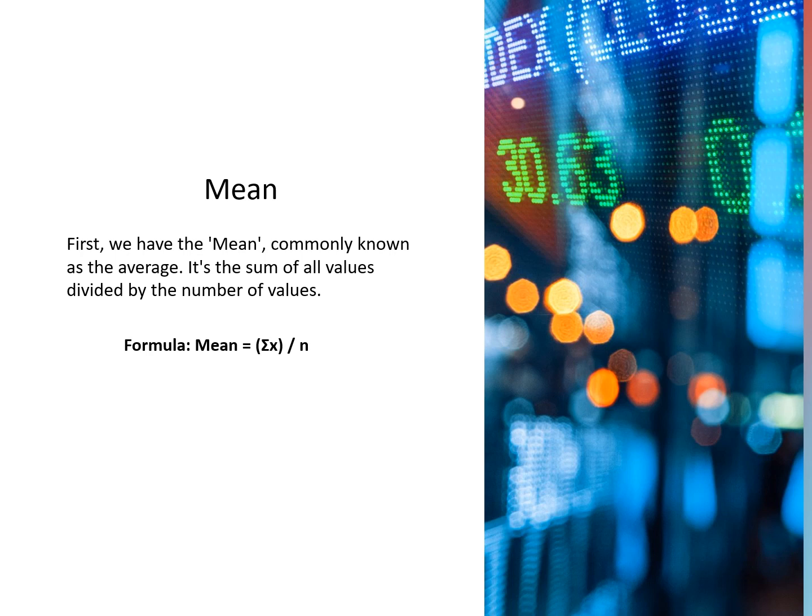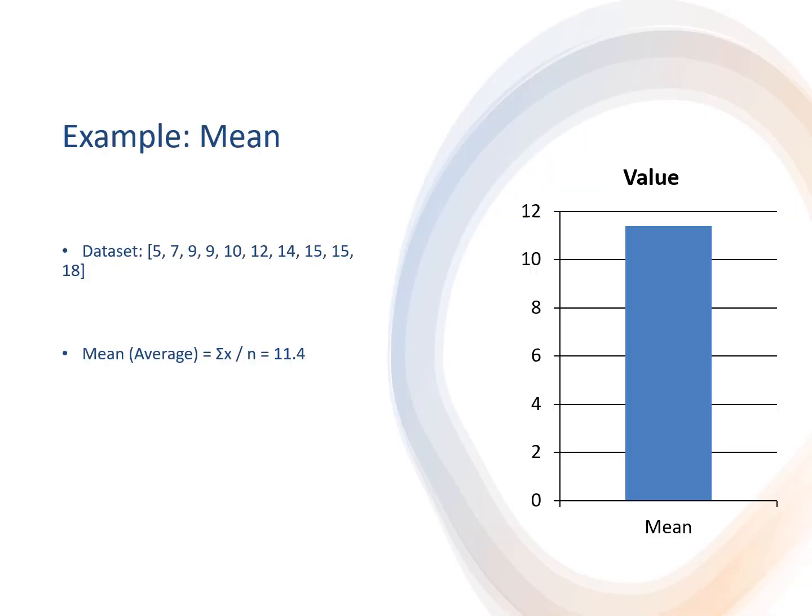Let's understand it with an example. Let's take this data set: 5, 7, 9, 9, 10, 12, 14, 15, 15 and 18. If we calculate the average of this data set, we have the sum of x divided by n, right? So we sum all the numbers and divide by the total number of data points, which is 10. So our mean would be 11.4 here.